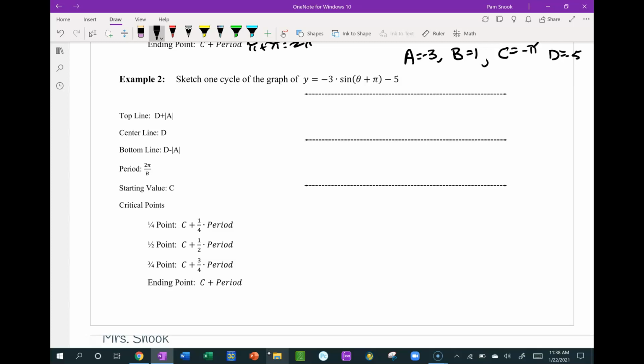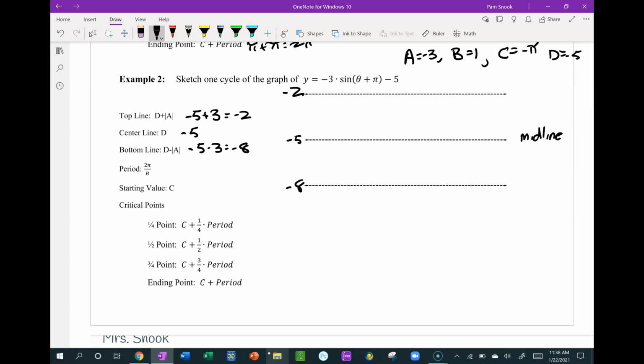Top line is D plus the absolute value of A. So D is -5 plus 3, that equals -2. So right there I have -2 for that. My center line is just D, which is -5. So this is -5. My bottom line is going to be D minus the absolute value of A. So -5 minus 3 equals -8. So here we are, -8. And just remember, this is our midline, not the axis.